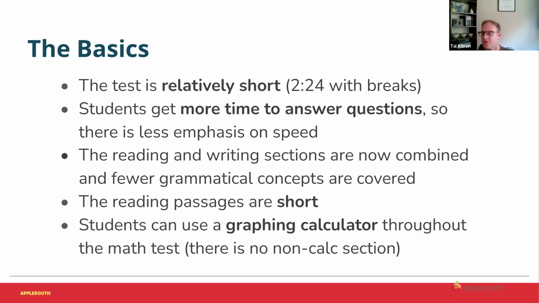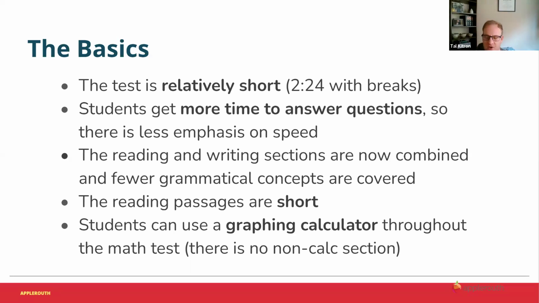So starting with just general basic stuff, the test is relatively short compared to what it used to be. 2 hours and 24 minutes, which includes a break. Students are receiving more time to answer questions, so less emphasis on speed.